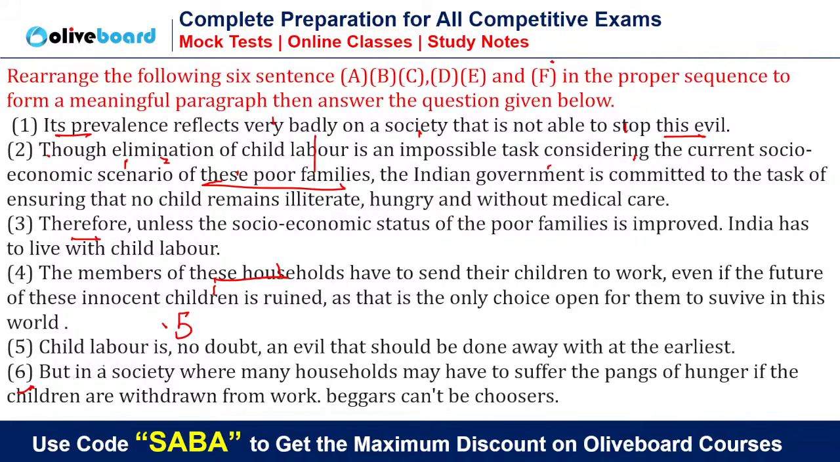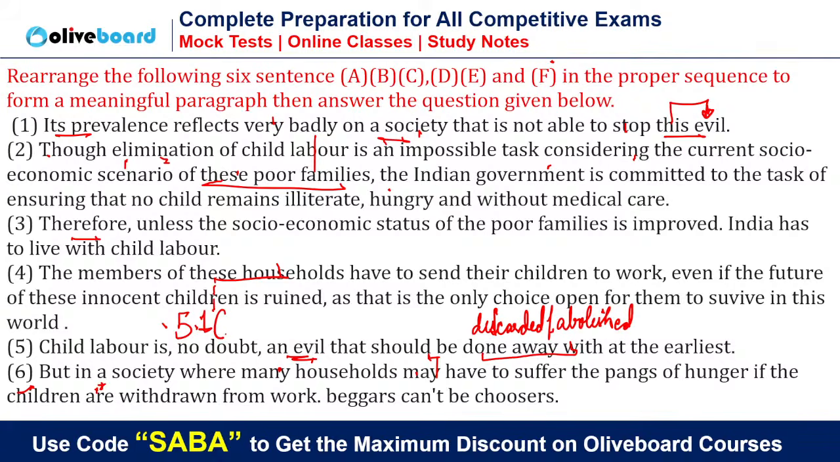Child labor is no doubt an evil that should be done away with. Done away with is a phrasal verb. Do away with means discard, abolish, that should be discarded or abolished at the earliest. Now here we have given an evil. If you see, there is direct pairing everywhere. An evil and this evil. So immediately 5-1 will form a pair, right? Its prevalence reflects very badly on a society that is not able to stop this evil. A society, but in a society, here also we are talking about society.